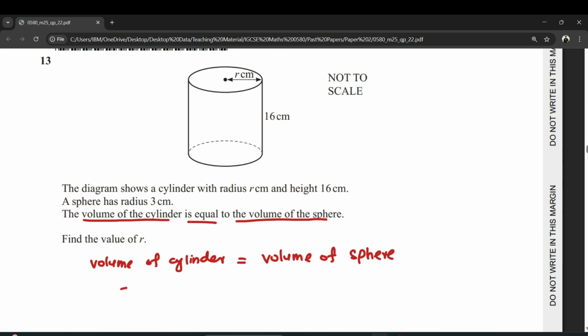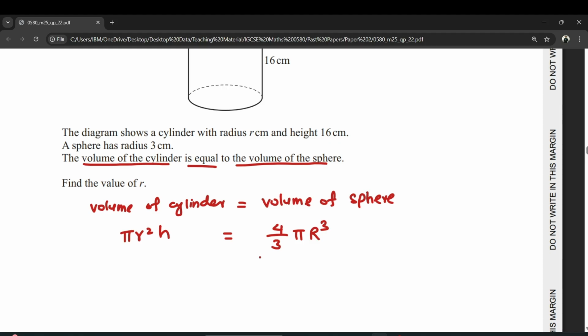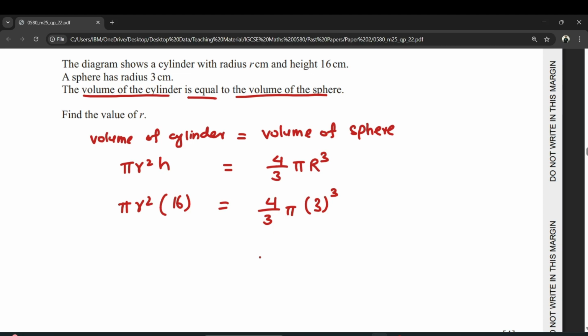I know that the volume of a cylinder is pi r squared h and the volume of a sphere is 4 upon 3 pi r cubed. So I'm writing this R capital so that you don't get confused with the small r over here, because these are different values. Now pi r squared, and the height of the cylinder is 16. Whereas over here the value of radius is 3. So this is 3 cubed. So here we have 16 pi r squared.